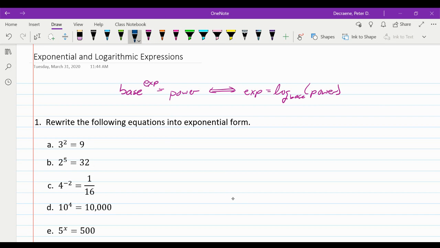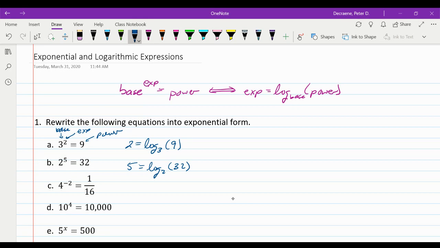So for example, if I want to rewrite the following equations into logarithmic form, 3 squared equals 9, 3 is the base, 2 is the exponent, and 9 is the power. So I'm going to write this as exponent equals log of power with the base. So when I translate into logarithm, it's going to be 2 equals log base 3, because that's the base, of 9. Same thing here. I'm going to write 5 equals log base 2 of 32.